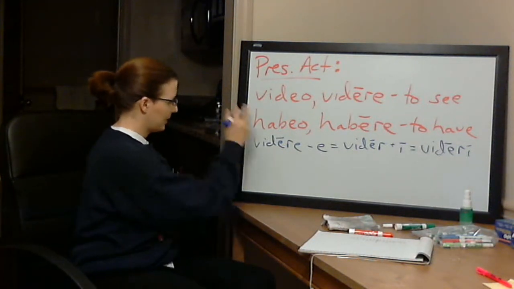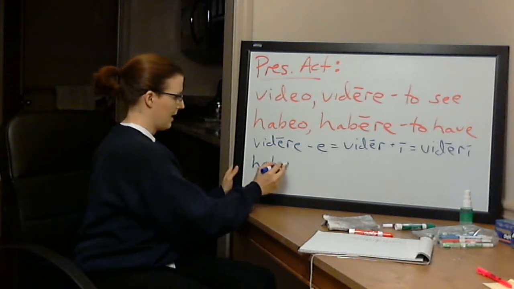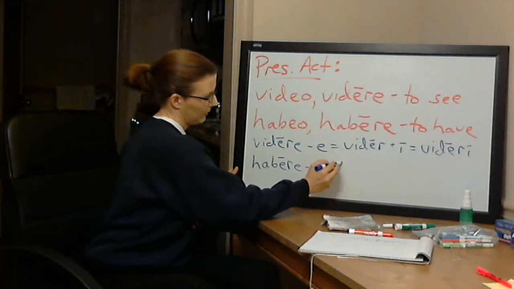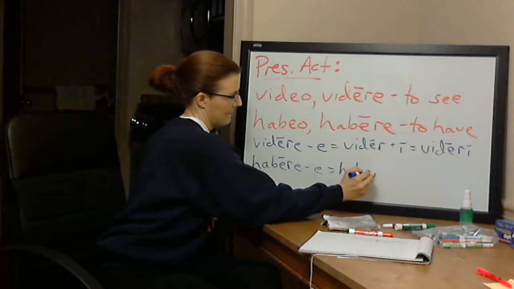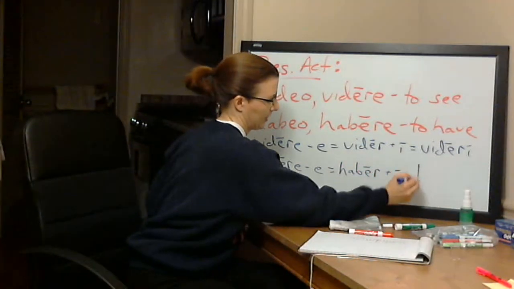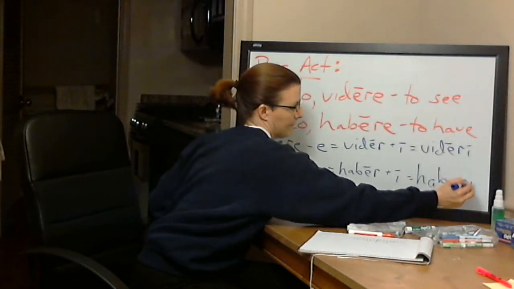And then, of course, same with habeo. If we switch that to the present passive, we have our habere. We're going to subtract that last e, which gives us haber. And then we're going to add to that an I. And so we're going to get our haberi.